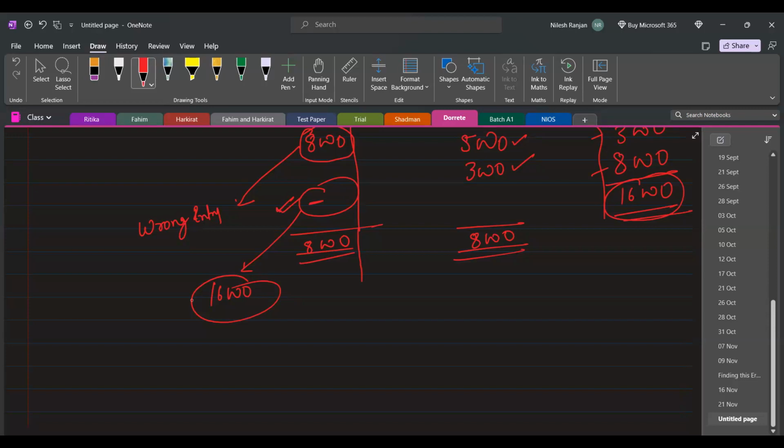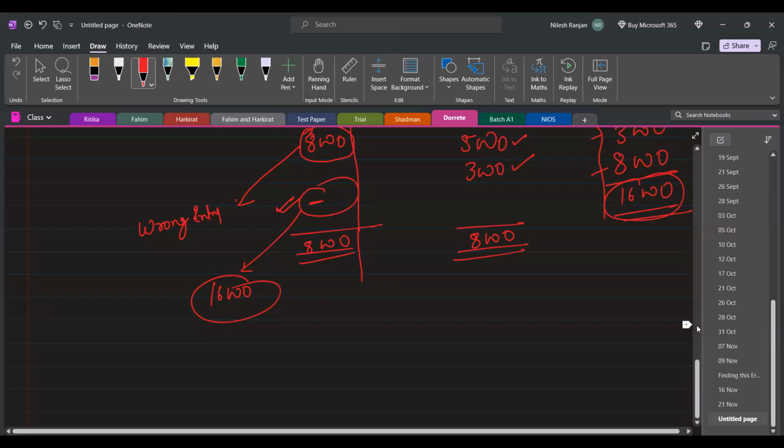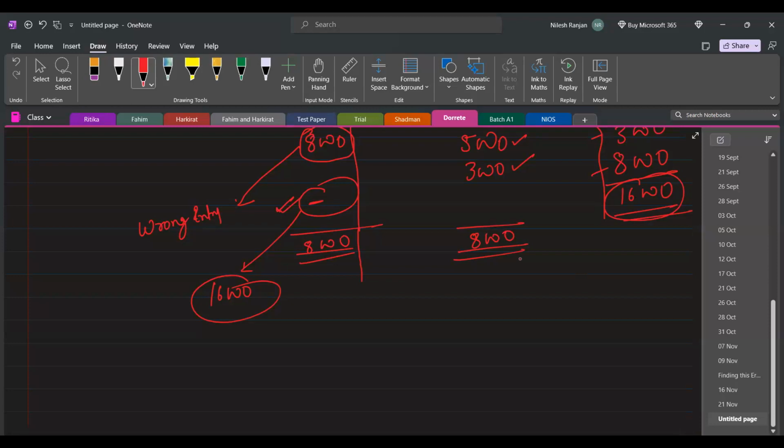Okay. So what should be done here? I will write one more entry. Entry on which side? On the credit side. With how much amount? 8,000. So if we write one more item on the credit side with 8,000, the total will become 16,000.